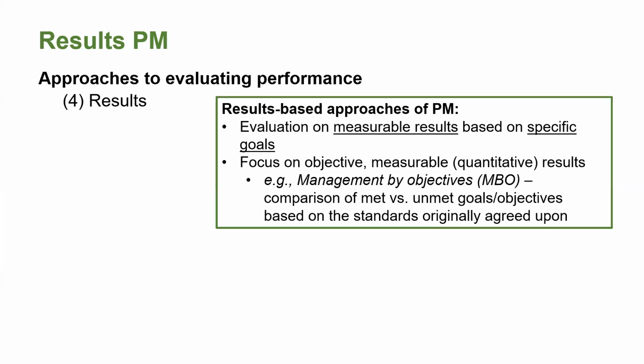The last common type of PM is a results-based approach, which evaluates employees on measurable results based on specific goals. The focus of results-based PM is an objective, measurable, and quantitative results system. And a great example of results approaches is the management by objectives approach, which involves a comparison of met and unmet goals and objectives based on the standards originally agreed upon.